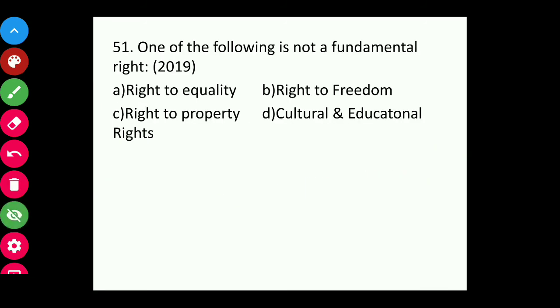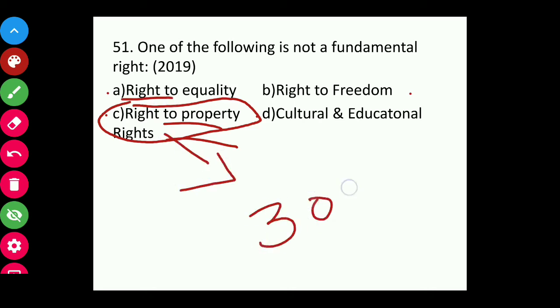51. One of the following is not a fundamental right. A. Right to equality, B. Right to freedom, C. Right to property, D. Cultural and educational rights. So the answer is C. Right to property is no longer a fundamental right. It has been transferred to Article 300A in the Indian Constitution.